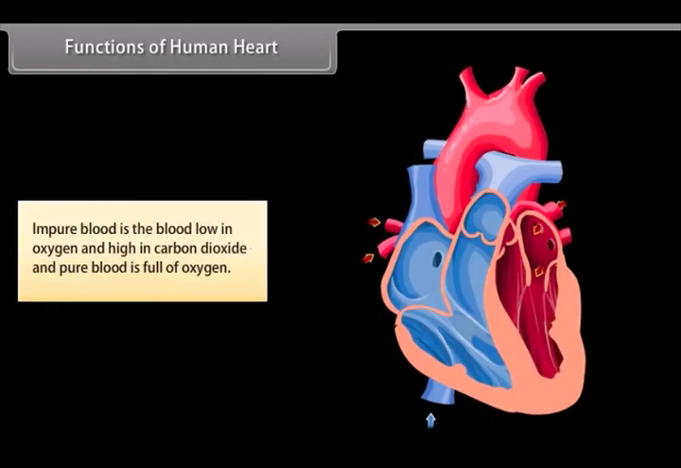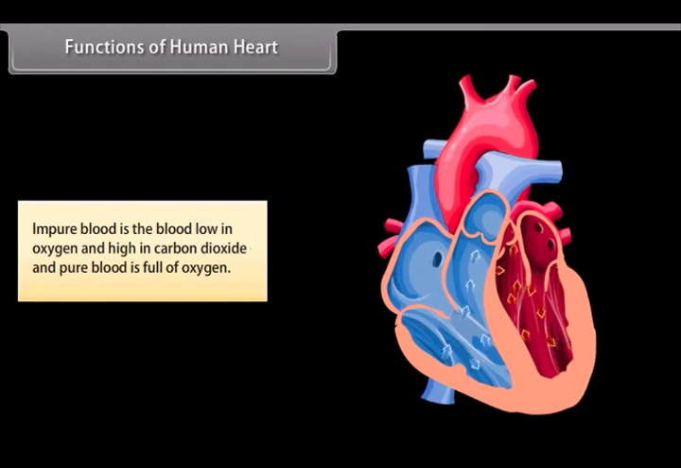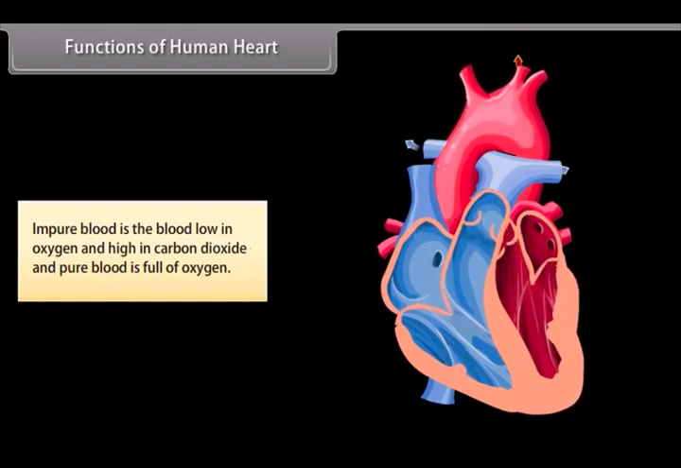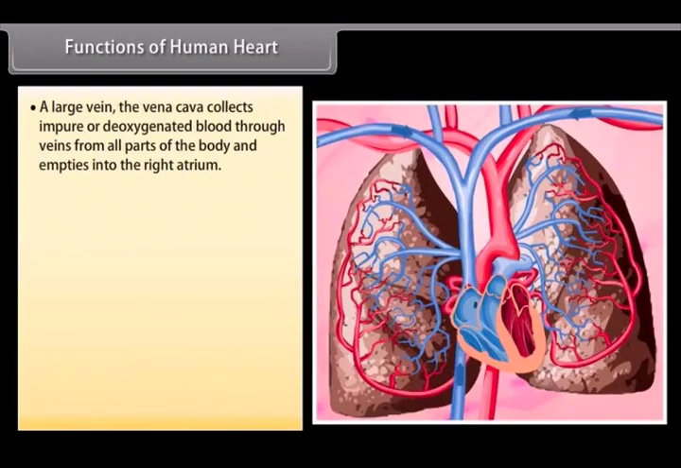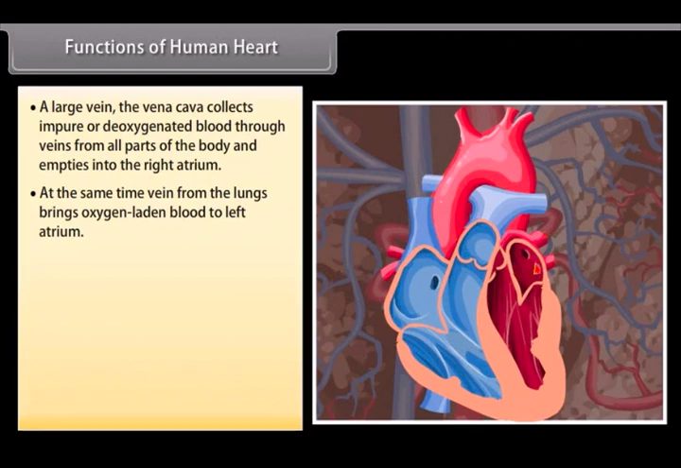Functions of human heart. Impure blood is the blood low in oxygen and high in carbon dioxide, and pure blood is full of oxygen. A large vein, the vena cava, collects impure and deoxygenated blood through veins from all parts of the body and empties into the right atrium. At the same time, a vein from the lungs brings oxygen-laden blood to the left atrium. At this time, all the 4 chambers of the heart are relaxed.